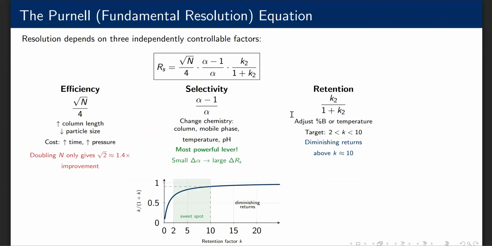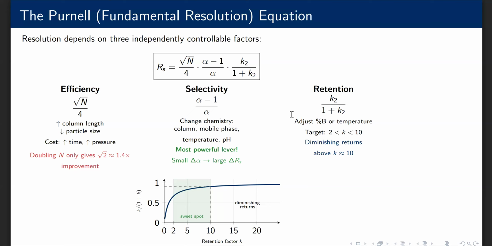The Purnell equation, also called the fundamental resolution equation, is the master equation of chromatography. It decomposes resolution into 3 independently controllable factors. The efficiency factor, the square root of N over 4, has a square root dependence. This means doubling N only improves resolution by a factor of 1.4. To double resolution by efficiency alone, you need 4 times the plates. Very expensive in terms of time and pressure.